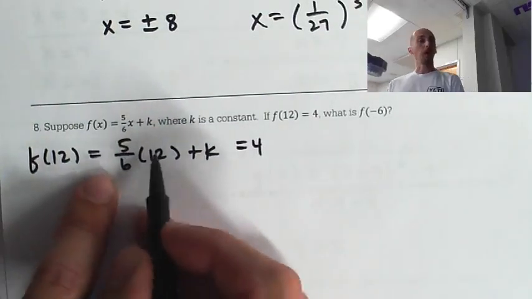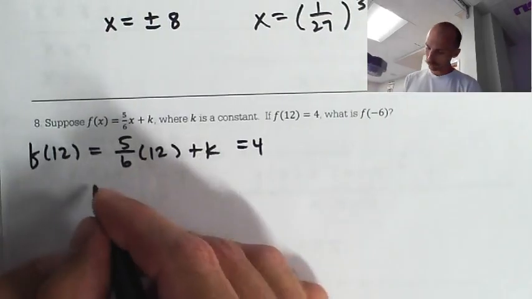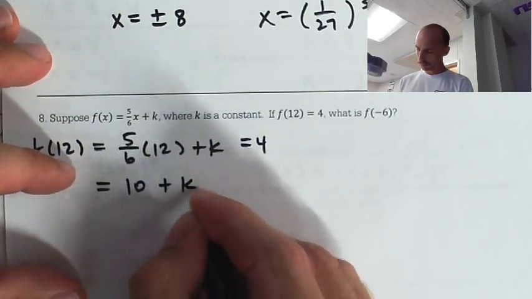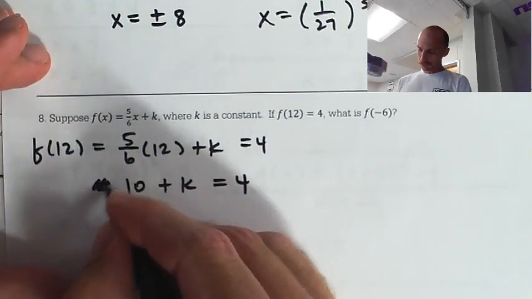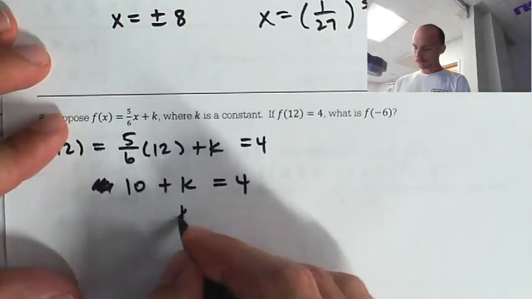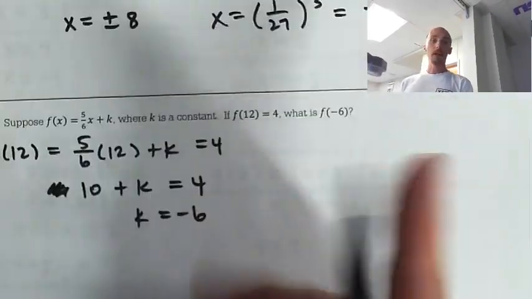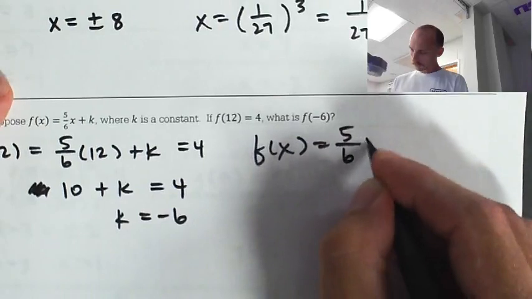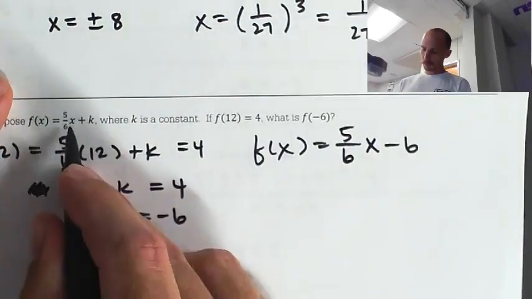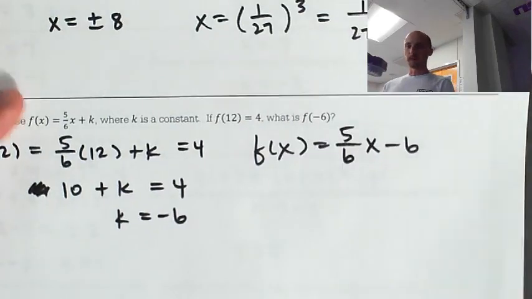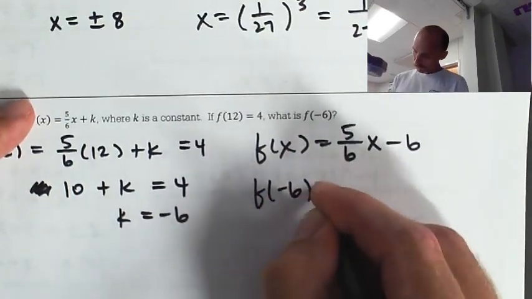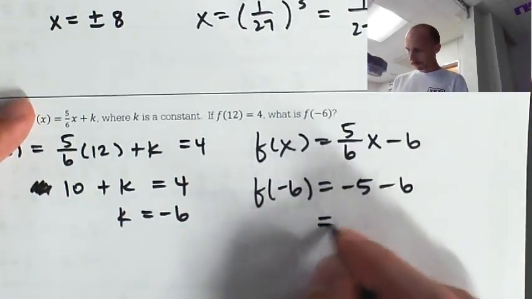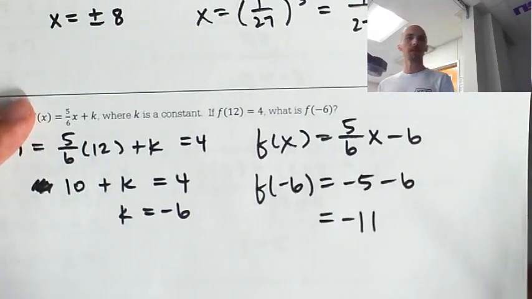And so if I do 12 divided by 6, that's going to be 2. 2 times 5 is 10, rather than trying to hit a 12 with a proportion like that. That's the type of place I might make an error. Okay, so I don't really need that equals there. 10 plus k equals 4. K is going to be negative 6. So now I know that f of x is equal to 5/6 of x minus 6. It's plus k, so plus negative 6. And then we're looking for f of negative 6. And 5/6 of that is going to be negative 5, minus 6, and that's going to be negative 11. So that's the value of f of negative 6.